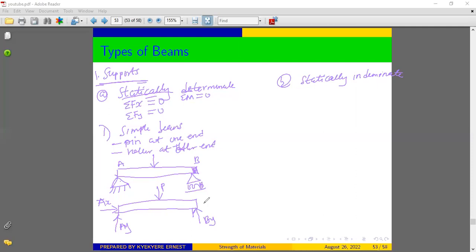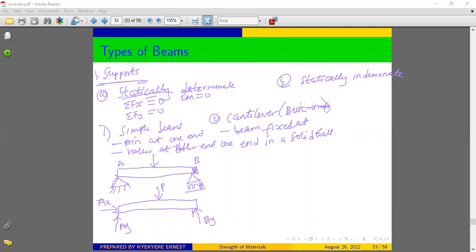Another type of statically determinate beam is number two, what we refer to as a cantilever. When we talk about a cantilever, we also refer to it as built-in or fixed-in. So in this kind of beam, we have a support where the beam is fixed at one end in a solid wall, and we refer to that as a cantilever.